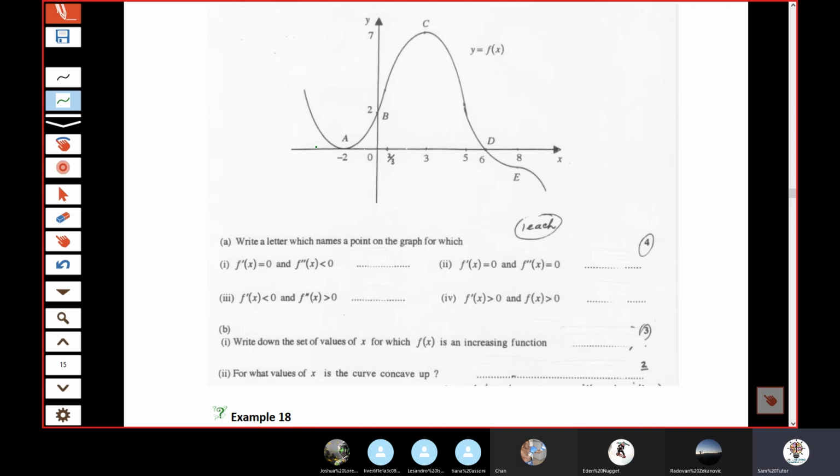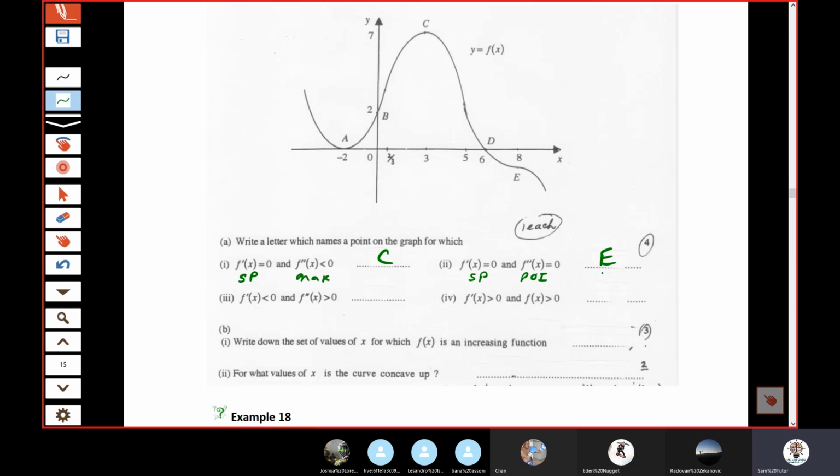All right, let me have a look. Write a letter which names a point on the graph for which... again, it looks like a lot, it's weird. Don't do it that way. Write some things down that you know. This, I know stationary point, and this one I know max. I want a max stationary point, which looks like C. This one, stationary point and point of inflection. That's a horizontal point of inflection, right? Because if it's stationary, which is horizontal, and it's a point of inflection, it's a horizontal point of inflection, which looks like E. Good job.